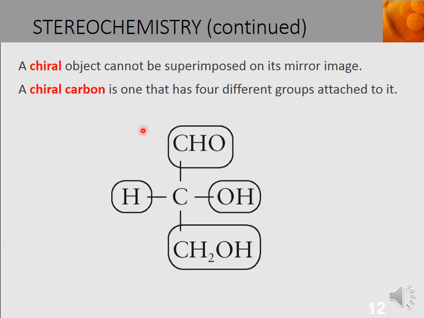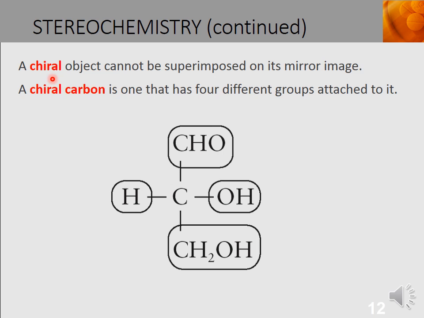Stereochemistry: a chiral object cannot be superimposed on its mirror image. This is a very important point. It is the property of a chiral object that it cannot be superimposed on its mirror image. A chiral carbon is one that has 4 different groups attached to it, like this carbon. This is the central carbon. It is chiral because it contains 4 different groups.